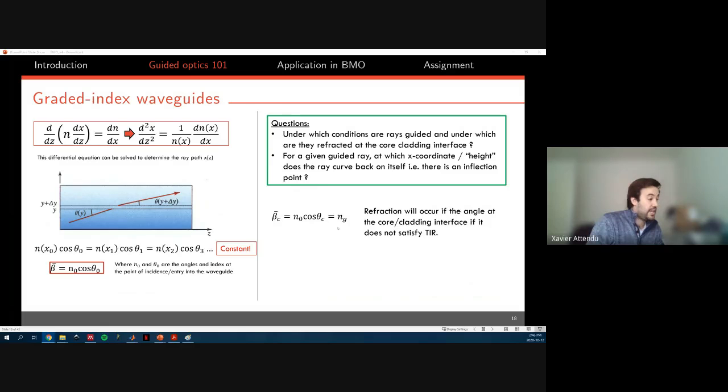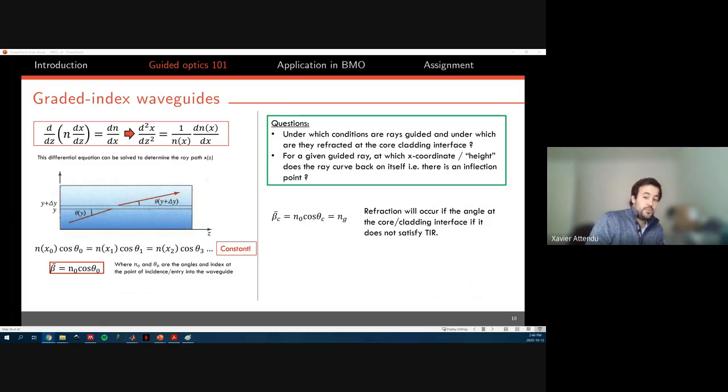Yeah. Okay. So it has to be parallel at the cladding, and if it's parallel at the interface, then it will not exit after the interface. It will go back down.